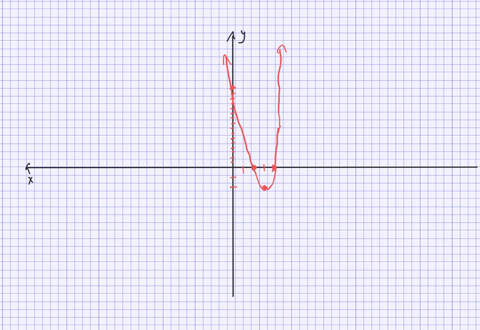And that is my fully sketched quadratic using everything we've learned. Obviously, if the a value was negative, it would be going downwards and you'd be dealing with a maximum. But otherwise, the steps do not change. They are the same each time.